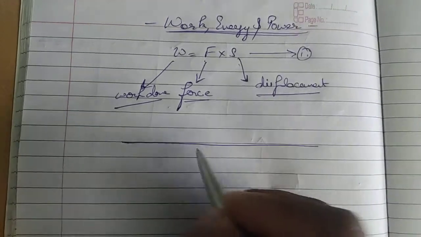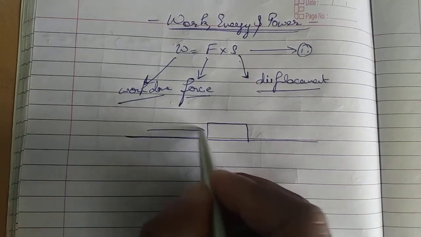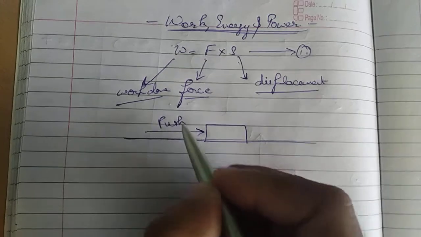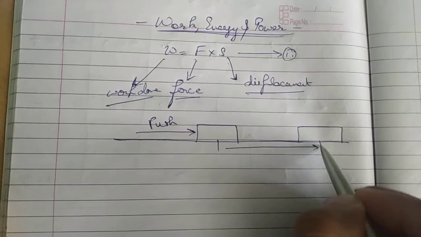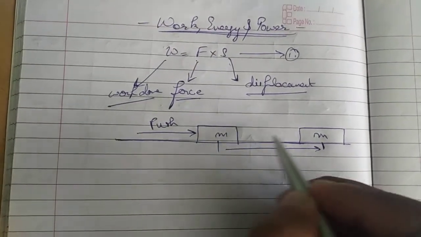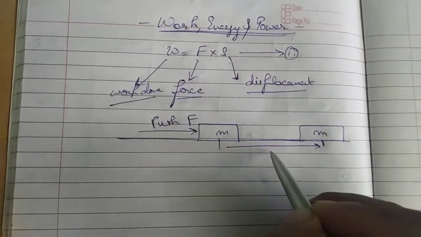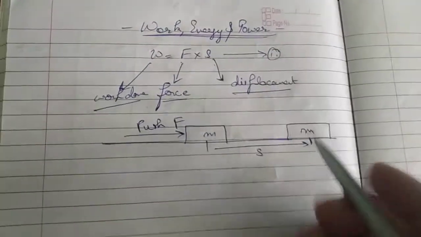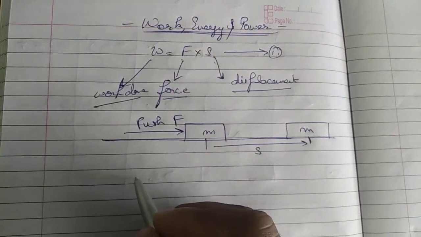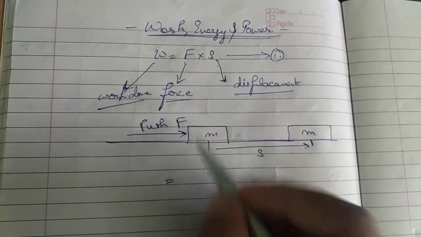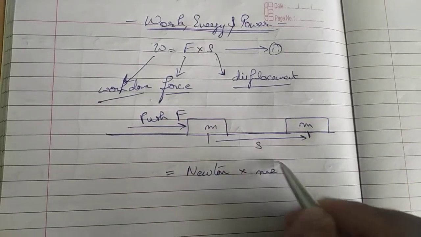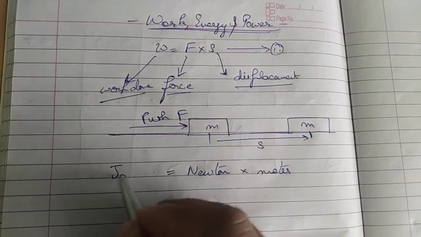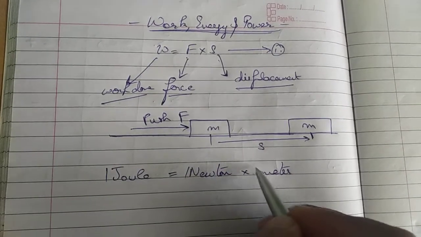Whenever we apply force, that is we push or pull the object, the body moves from this position to this position. This is S, the displacement of the body. The body has mass m, so this is the force and this is the displacement. According to this formula, the units of force are Newton and the units of displacement are meter. So the units of work done are joules. Therefore 1 joule is equal to 1 Newton × 1 meter.